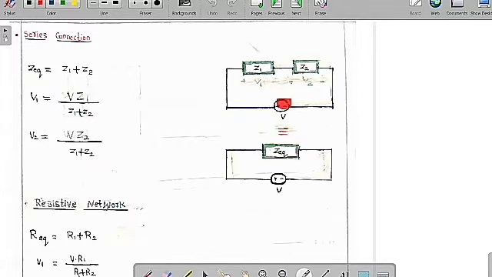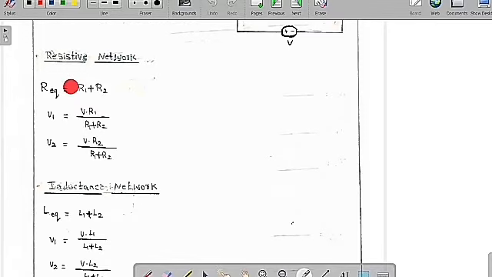Now we are going to apply this principle for the resistive network, inductive network, and also for the capacitive network. So when two resistors are connected in series, the equivalent resistance is equal to the sum of the individual resistances, which is R1 plus R2. Then V1, the voltage drop across R1, is equal to the supply voltage into R1 by R1 plus R2. Similarly V2 is equal to the supply voltage into R2 by R1 plus R2.